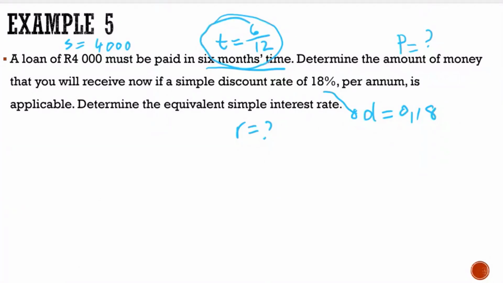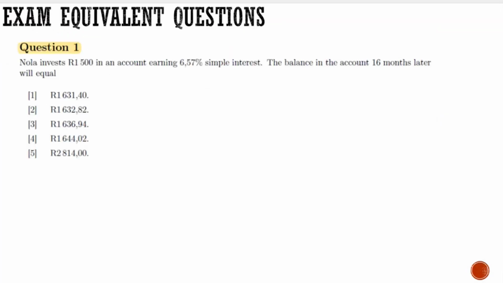I'm not going to do the formula right now. I'm going to look for other examples, and while I am doing that, this is for equivalent. I don't want to do this one. I want to do this example. So you've got this one, which is saying Nola invests 15,000 in an account earning 6.57% simple interest. The balance in the account 6 months later, this is still the same thing.